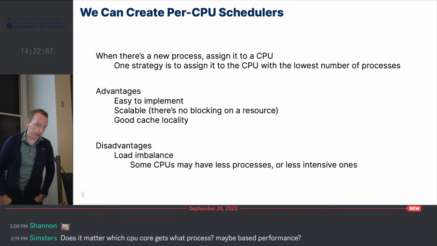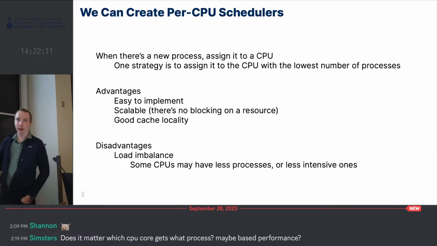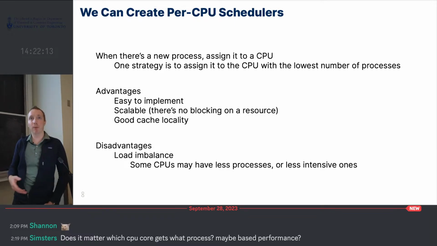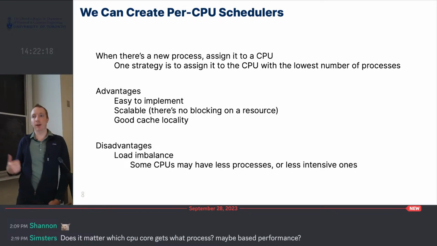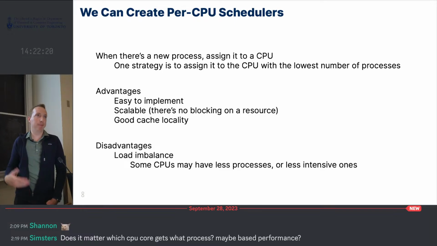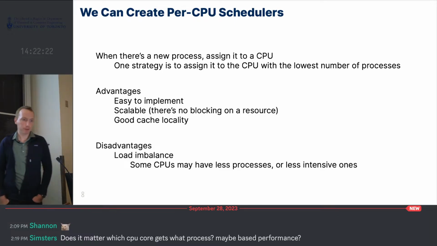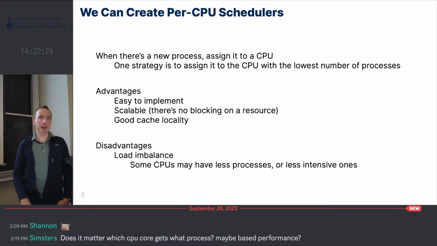Wait, we got a question. Does it matter what CPU core gets what process for base performance? Yeah, so it does matter if the process resumes on the same CPU it was executing on before. Generally, if that happens, you get better performance. So that's what this is aiming to fix.